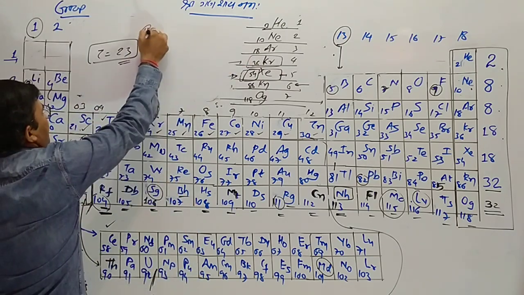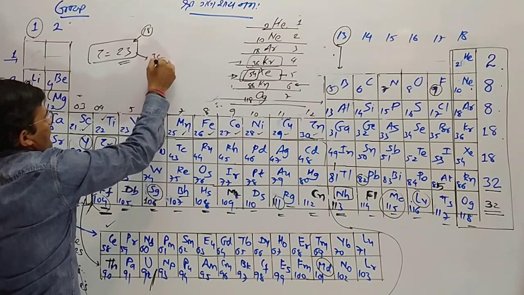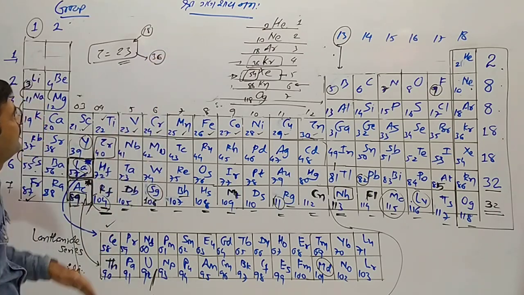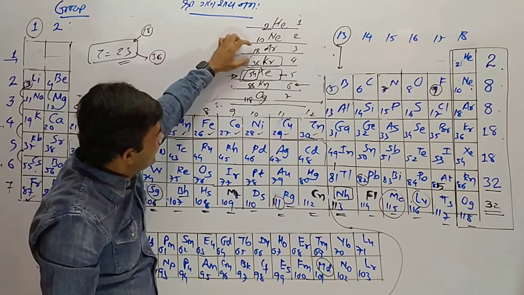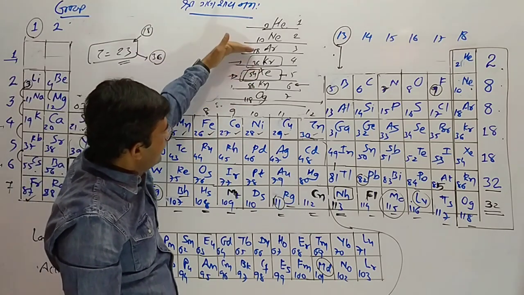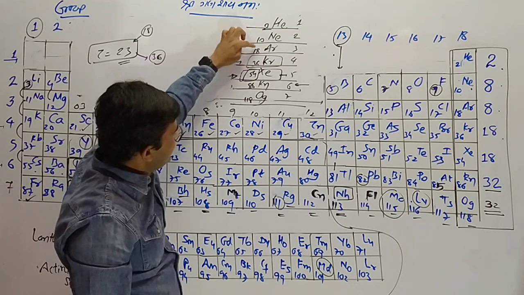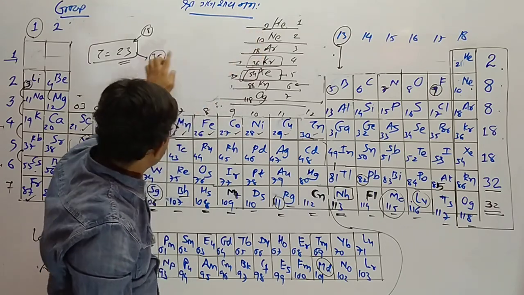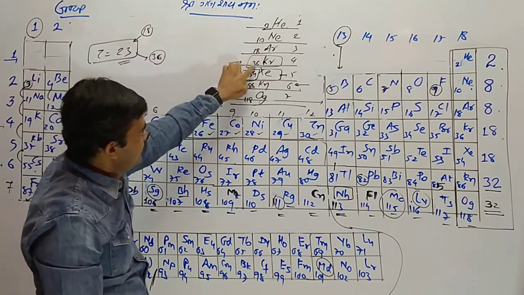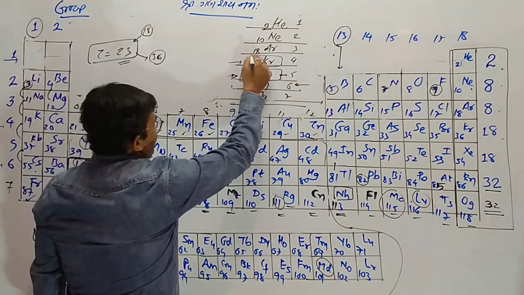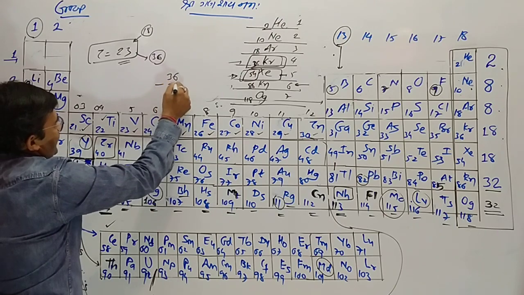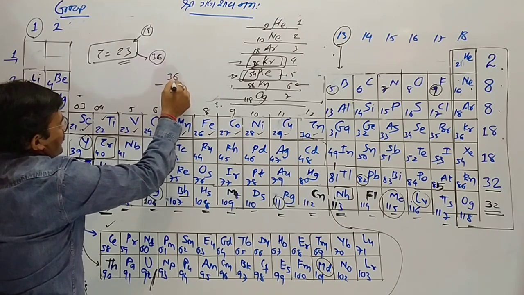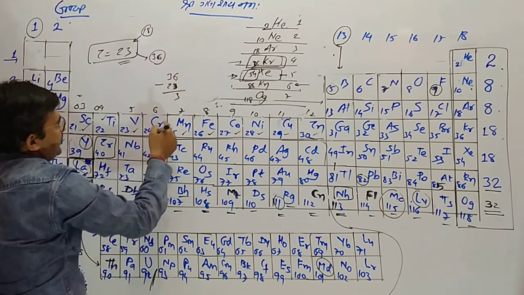23 comes after 18 and before 36. We crossed our 18 boundary, so the third period is over. So it should be in the fourth period. The last element of the fourth period is number 36. So 36 minus 23.